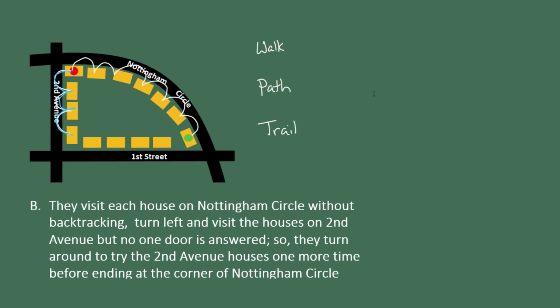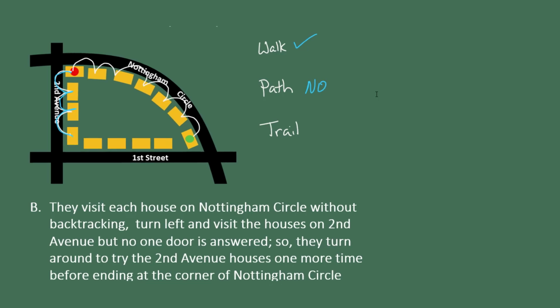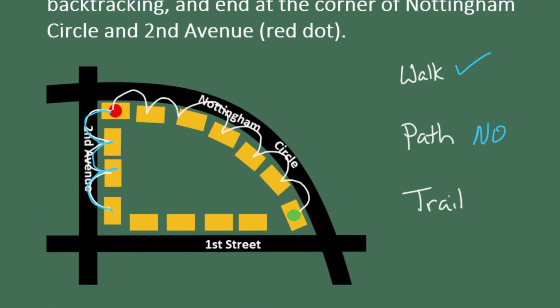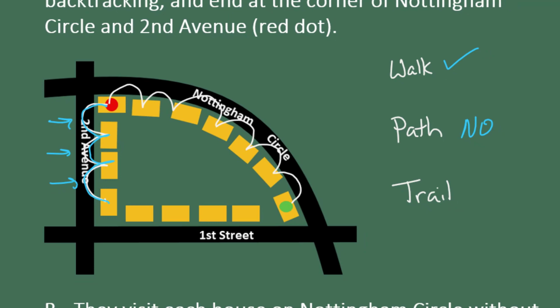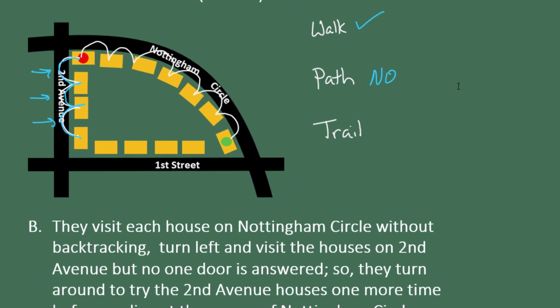Yes, they stayed on the graph. They didn't go off into the grass anywhere. They didn't skip any vertices. They did everything they were supposed to do. So, is this a path? Well, the answer to that is no, because they covered several edges more than once. These three edges were covered more than once. And a path, you're not allowed to visit or cross any edges more than once.